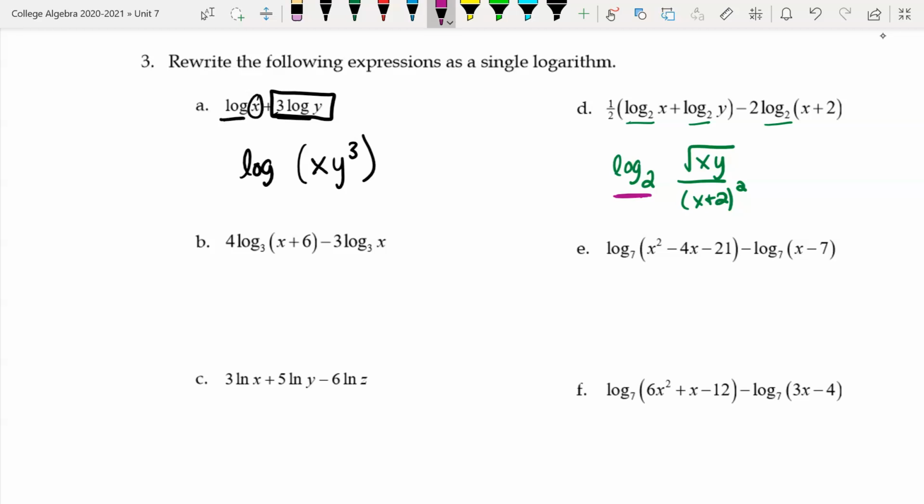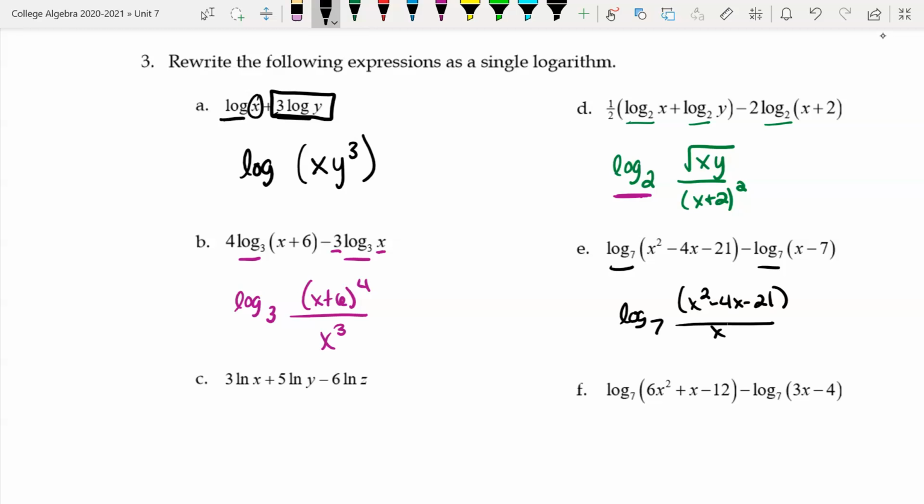Alright, next one. They have log base 3, so I'm going to start with log base 3. I'm going to say x plus 6 to the 4th over x to the 3rd, because it's a minus. Right, and the exponent's the number out front, and whatever it's attached to. Next one, log base 7. So again, I'm just going to write it one time. This is x squared minus 4x minus 21 over x minus 7.